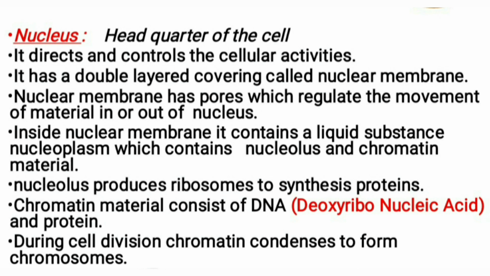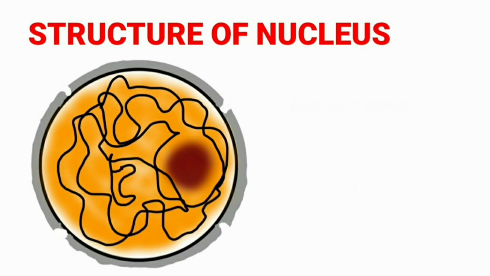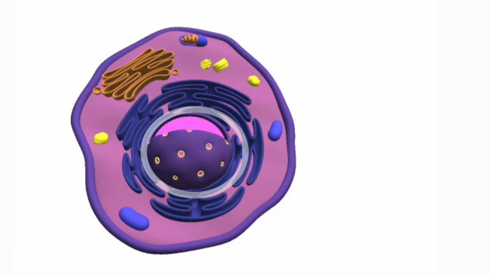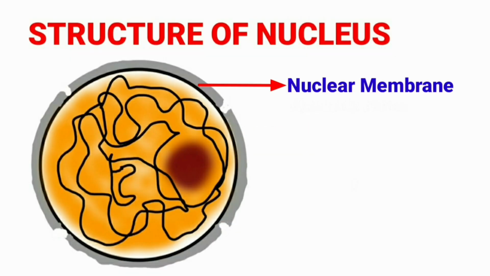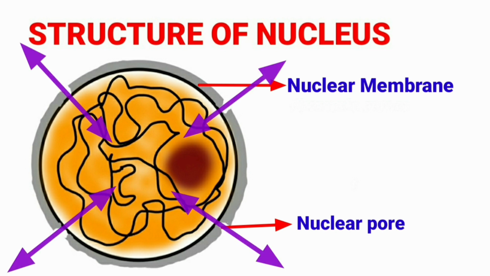What does a nucleus look like? It is spherical or oval in shape, the largest cell structure in the cell, which is covered by a double membrane, one outer membrane and one inner membrane. It is porous. That means it allows the entry and exit of materials between the nucleus and the cytoplasm.